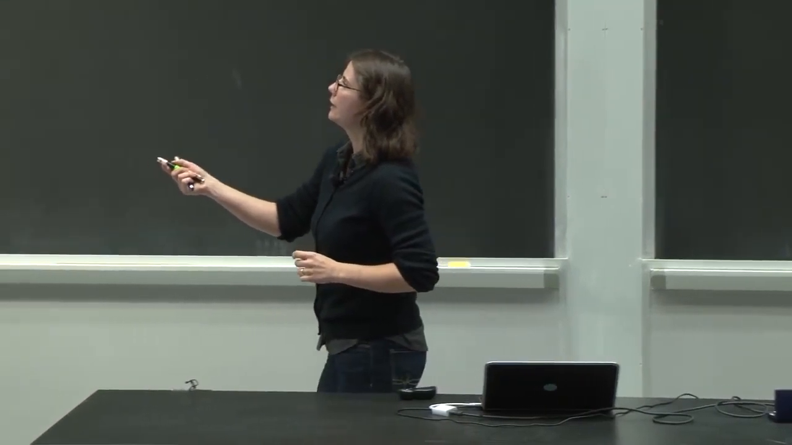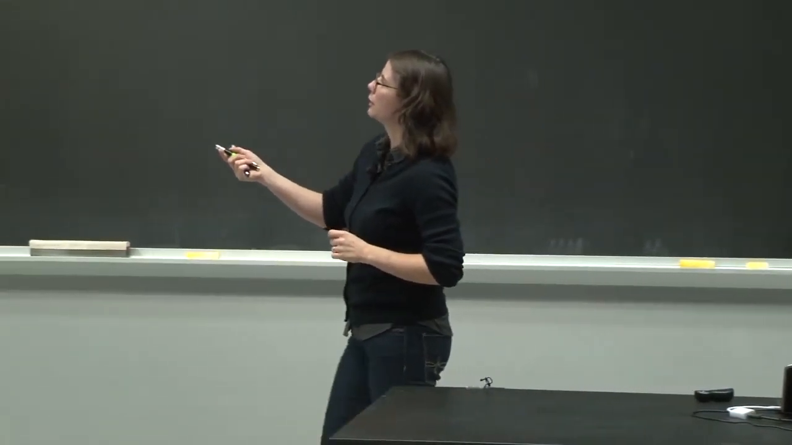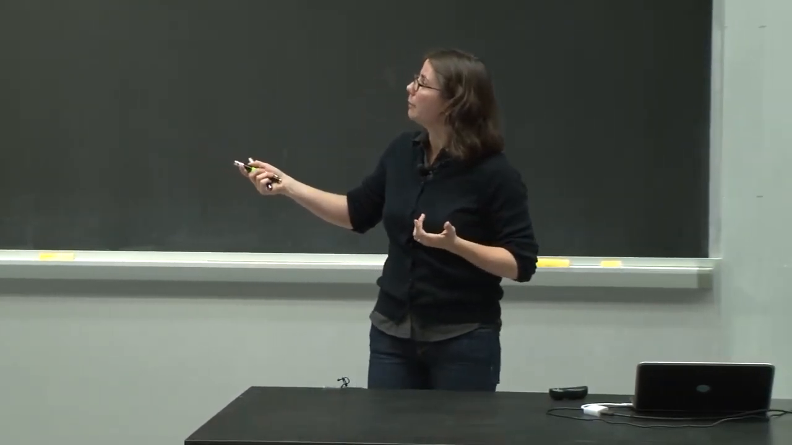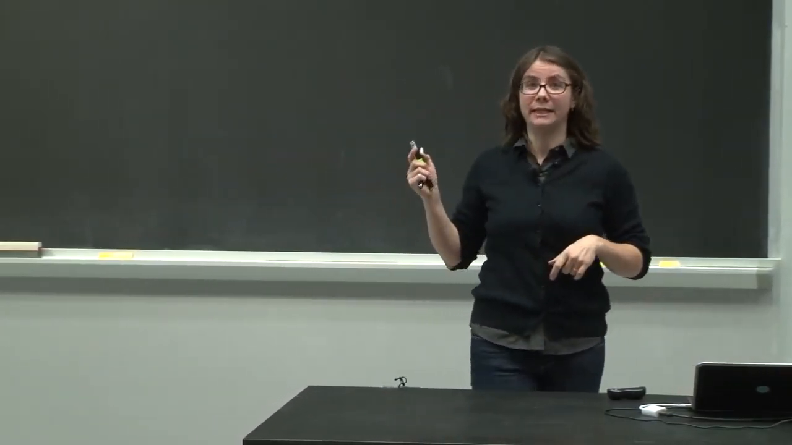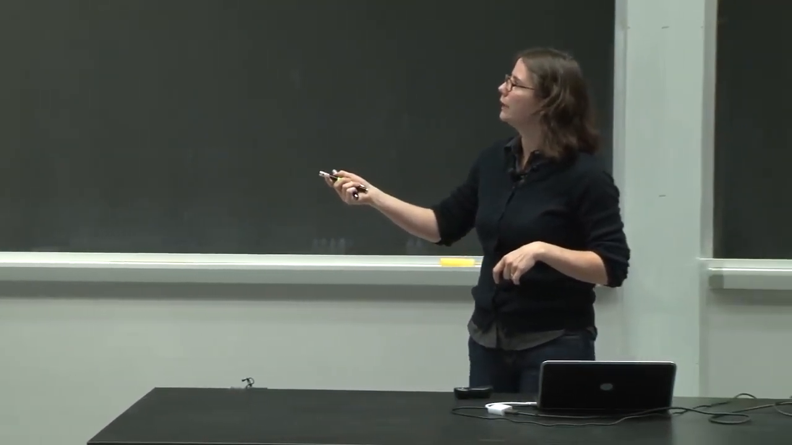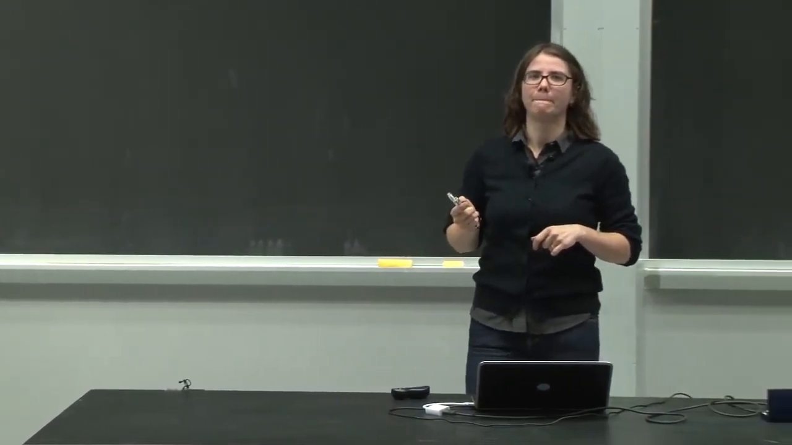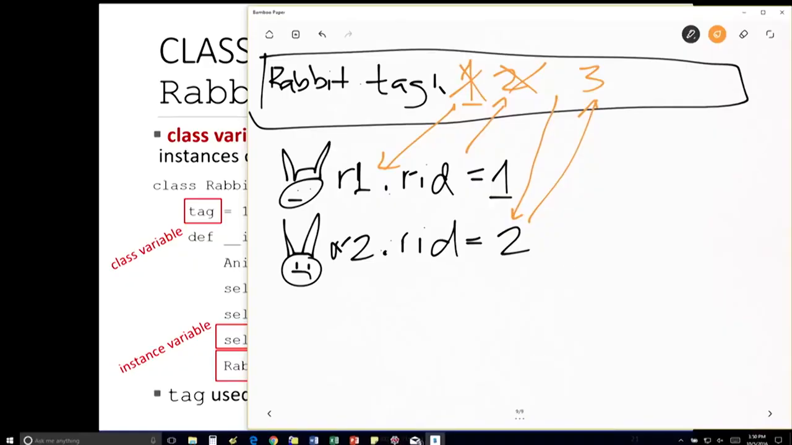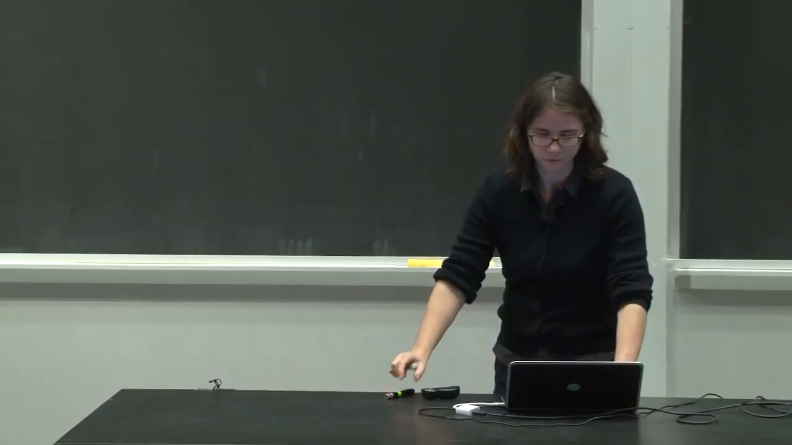So the big idea here is that class variables are shared across all the instances, so they can all modify them. But these RIDs, these instance variables, are only for that particular instance. So R2 can't have access to R1's ID value, nor could it change it across all of the different instances.